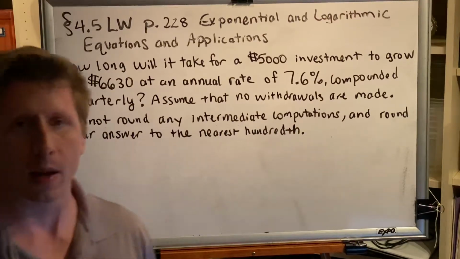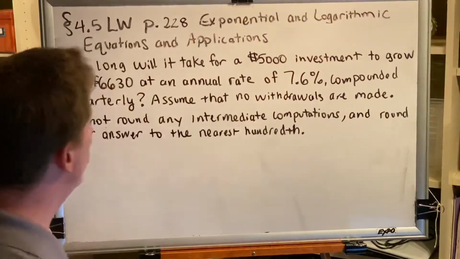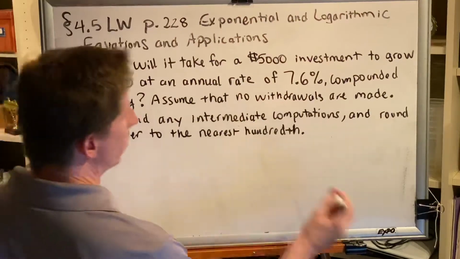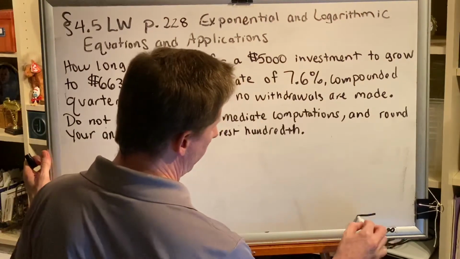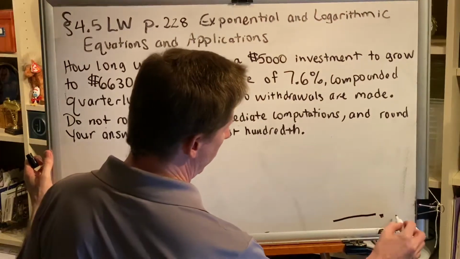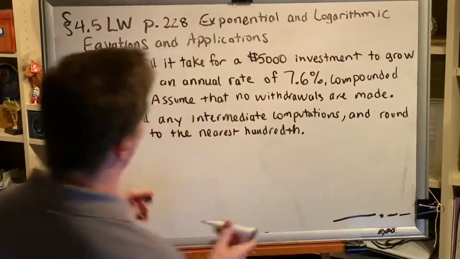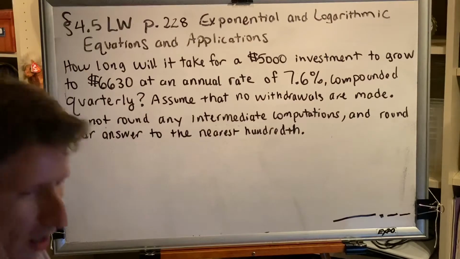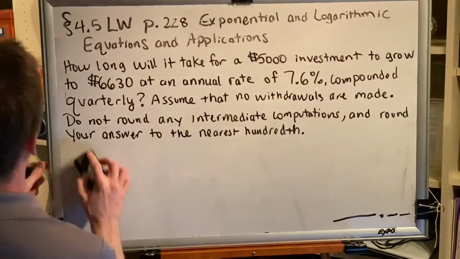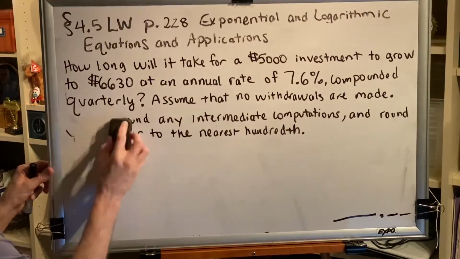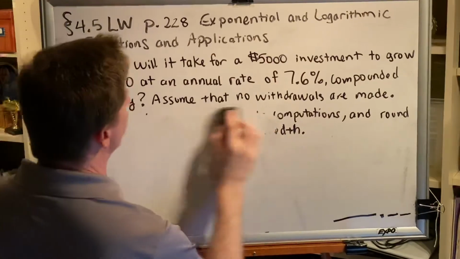Okay, so we're going to take the same approach we have in the previous videos. The moment that we see round to the nearest hundredth, we know that our final answer is going to look something like this. Something before the decimal and 2 digits after the decimal. Do not round any intermediate computations means don't round in the middle of the problem, only round when you get to the very end and you're looking at your final answer.